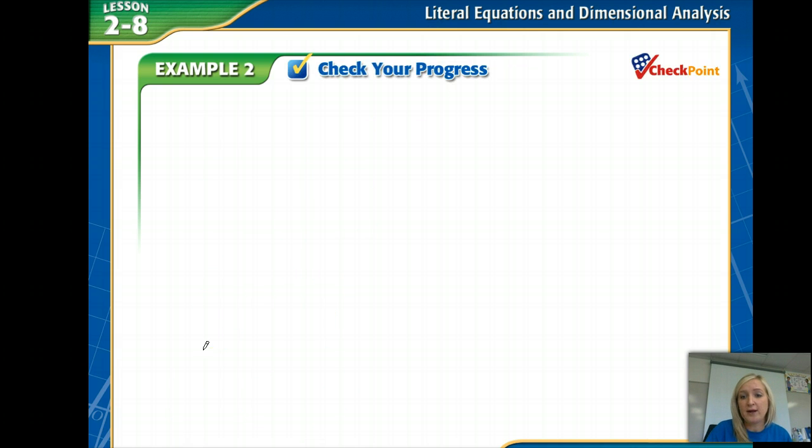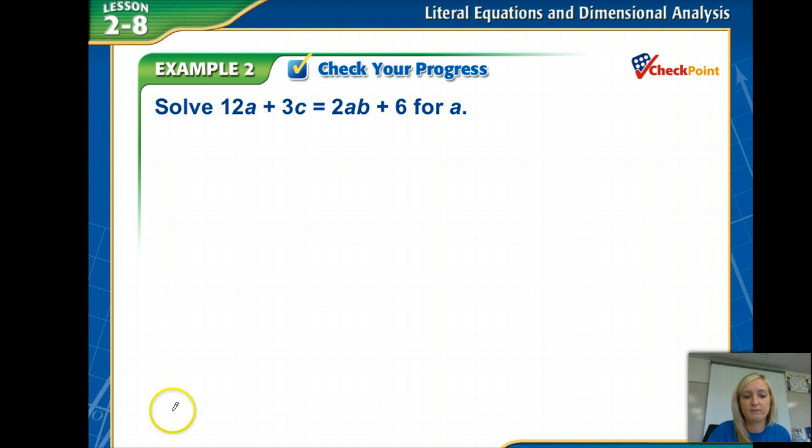Now the next checkpoint I want you to try is the one where you have to undo the distributive property. So pause the video and try this one on your own, and then we'll come back together and see if you got the same answer as I did. All right, hopefully you've paused the video.